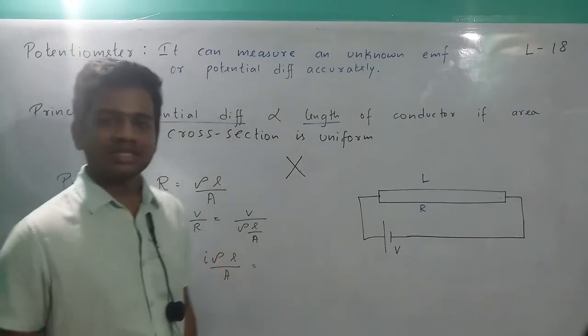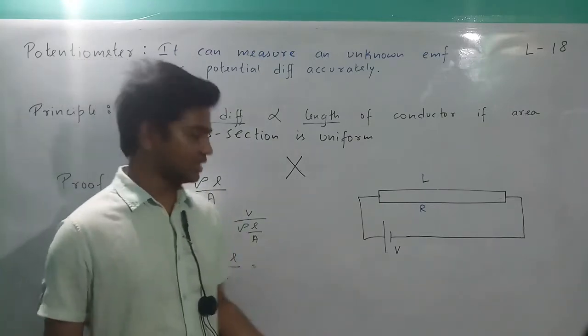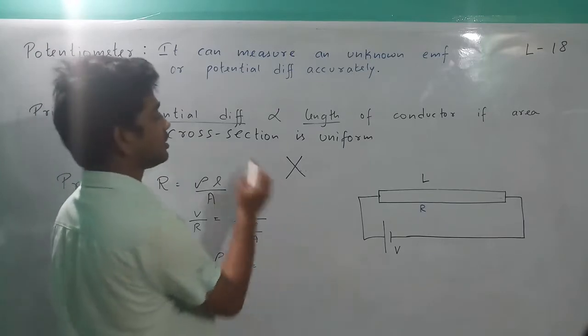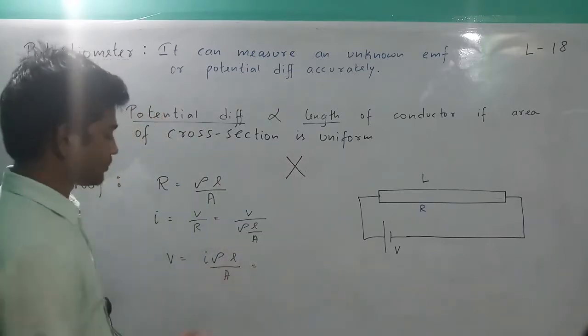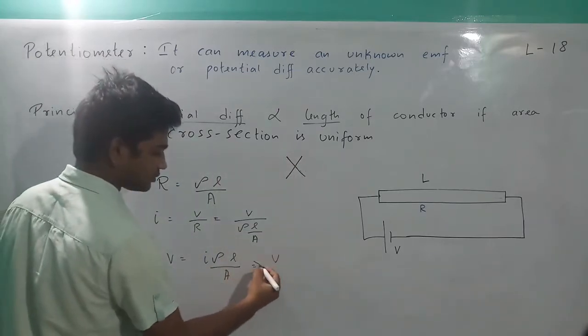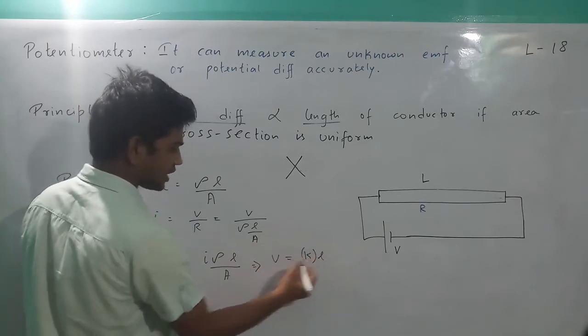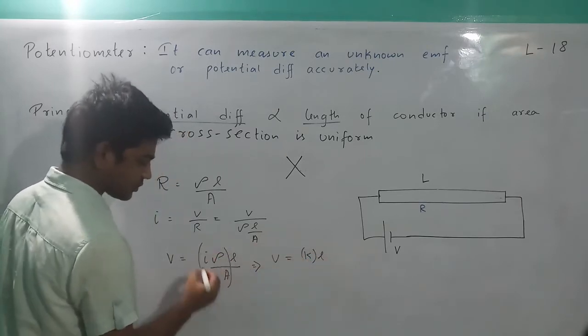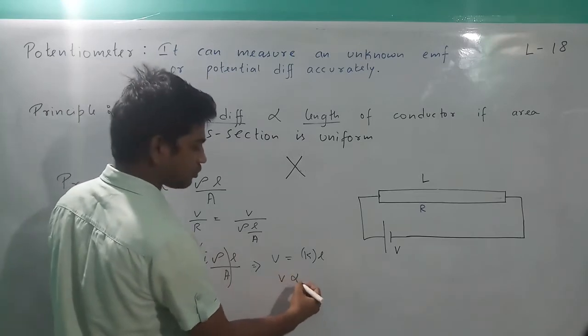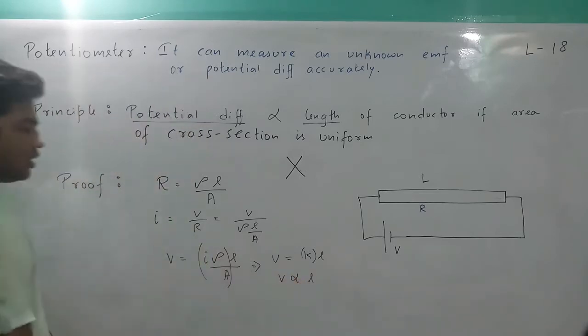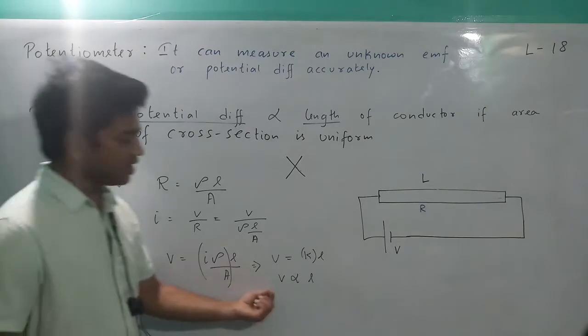Rho is what? Resistivity. It is constant for a material. Area of cross section, we have considered it to be constant or uniform. Therefore, it can be said that V is equal to some constant K into L. What is K? K is this thing. So V is proportional to L. Is this clear? That is, potential difference is proportional to length.